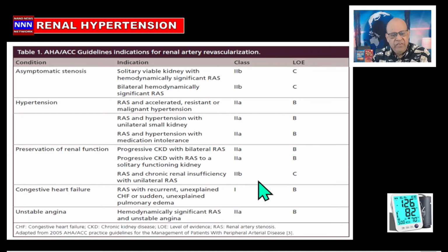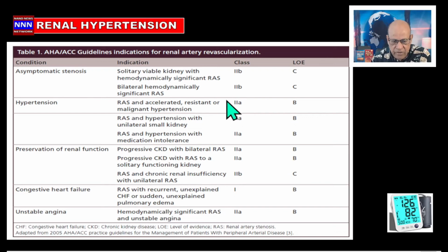The only class 1 indication for renal artery revascularization is a patient with recurrent unexplained heart failure or sudden unexplained pulmonary edema, and if they have elevated renin levels, and if there is evidence for renal artery stenosis, then that is a class 1 indication for performing renal artery stenting or surgery.